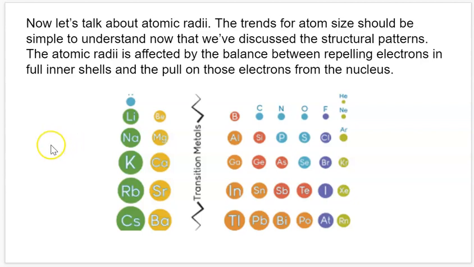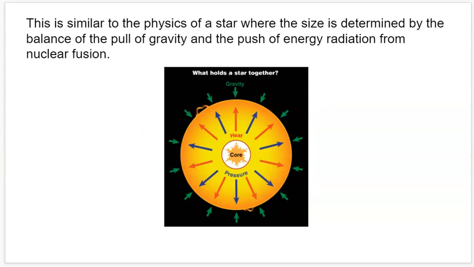So there's a balance of push and pull, where the electrons are being pulled towards the center by the nucleus, and then also pushed outwards by the inner shell electrons. It's really similar to an idea in physics when we look at the stabilization of a star. A star is going to have a really big mass, which means it's going to have a lot of gravity that's pulling the mass towards the center.